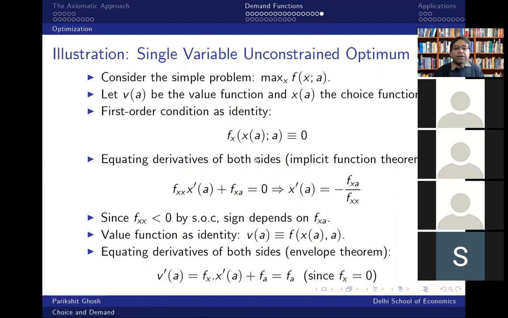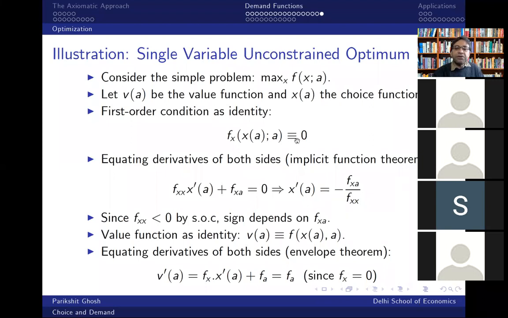So, sir, yes, you have put x as a function of a in the first order condition, not in the simple maximization problem. Yes, I have plugged it into the first order condition. First I wrote down the first order condition. It was an equation, and when I plug in the choice function, it becomes an identity. Every time a changes, the choice function itself changes, and it changes in a way that guarantees the value still is 0.